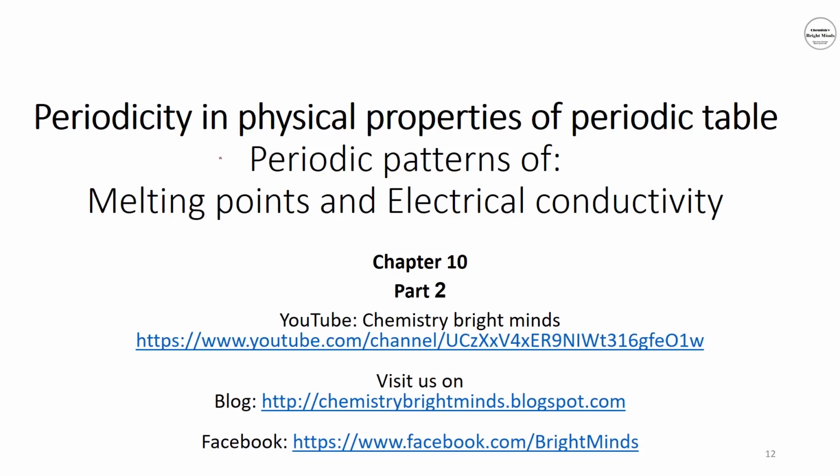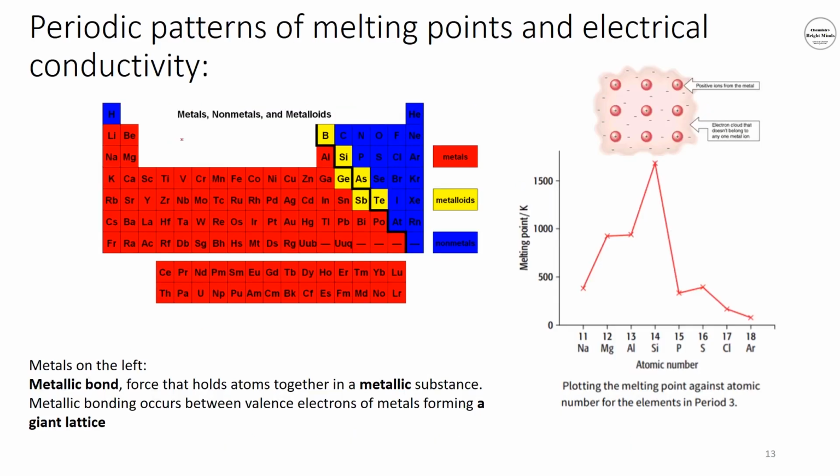Today we will continue talking about the physical properties of the periodic table, and specifically we will talk about melting points and electrical conductivity. Before we start studying the periodic pattern of melting points and electrical conductivity, we need to know that metals are presented on the left side of the periodic table and non-metals are presented on the right side of the periodic table.